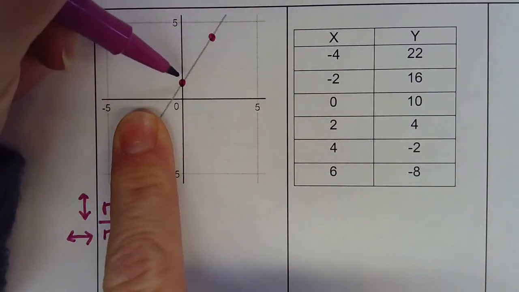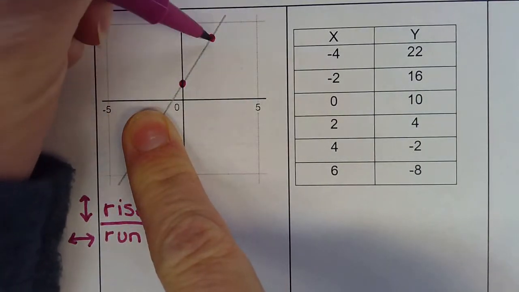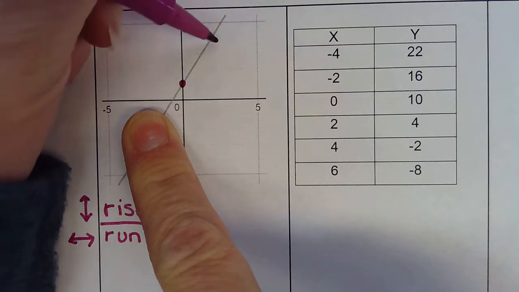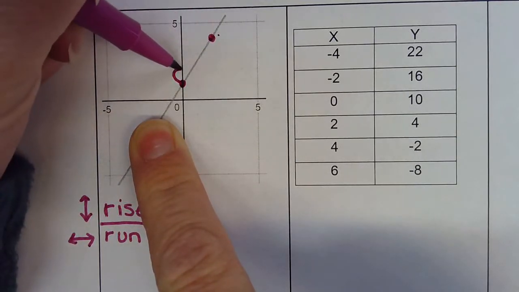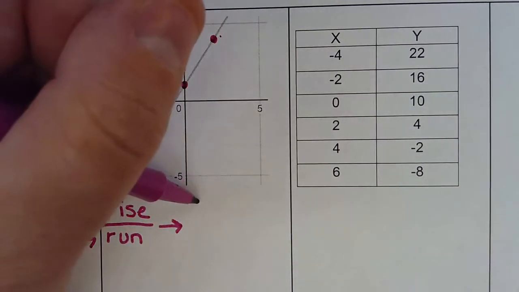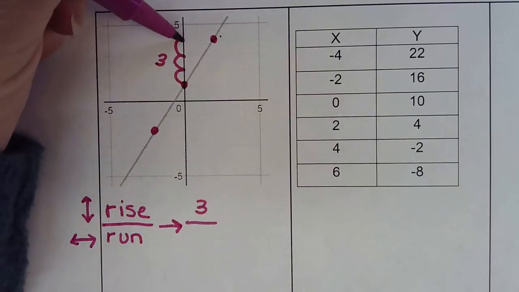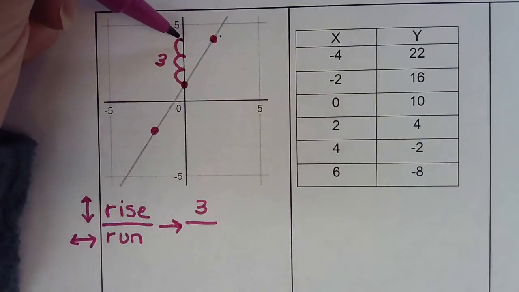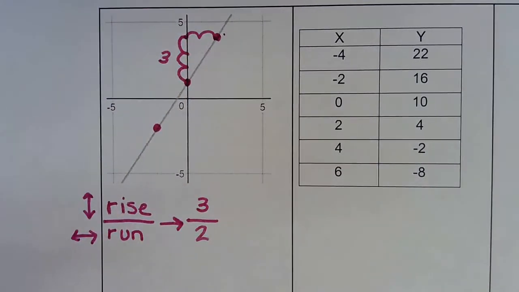So these 2. How much do I rise from this to this? And then how much do I run from this to this? So I'm going from left to right. So I go up 1, 2, 3. So I go up 3. And how much do I run? 2. 1, 2. So it's 3 over 2.